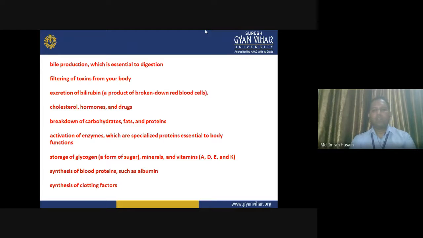Activation of enzymes, which are specialized proteins essential to body function. Storage of glycogen, a form of sugar, minerals, and vitamins A, D, E, and K. Synthesis of blood proteins such as albumin. Synthesis of clotting factors. So, the liver has many functions that are now easily understood with the mutual development of medical microbiology and anatomy and physiology.